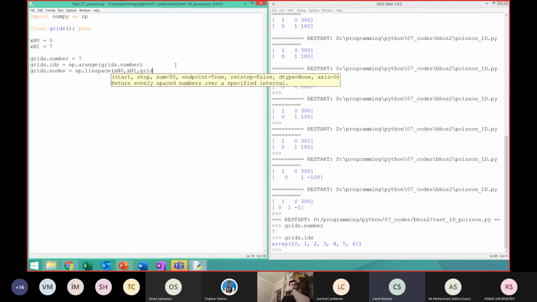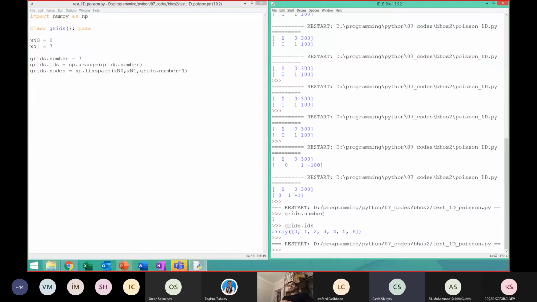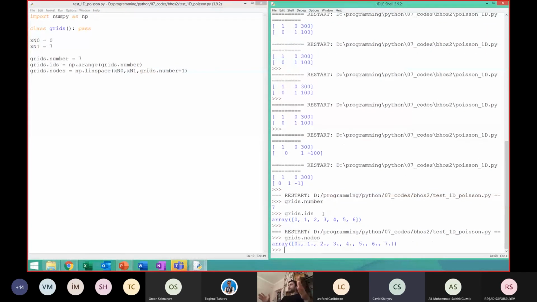So if I run this one, grids nodes is going to be 0, 1, 2, 3, 4, 5, 6, 7. Those are the node points of the given domain, between 0 and 7. I have 8 nodes, 7 elements, and my number of unknowns is equal to the number of elements that I have, because I'm implementing the finite difference at the center of the element.